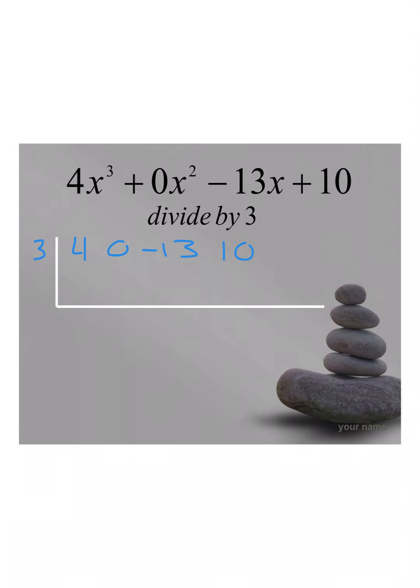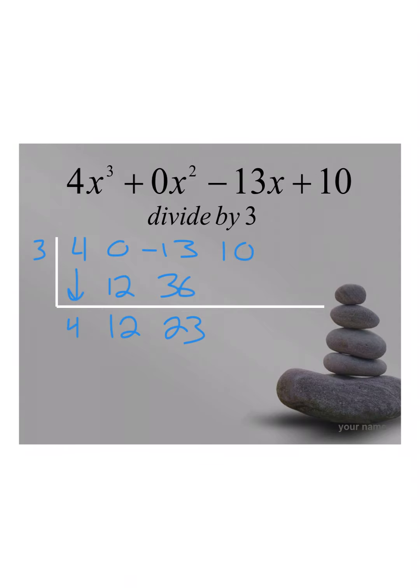All right, I'm going to bring this 4 straight down because we're always adding down. And now I'm going to take my 4 and multiply it by my a value. 4 times 3 is going to be 12. And then once again, we add down. So we have 0 plus 12, which gives me 12. Once I get my value, I multiply that by my a value. 12 times 3 is 36. If I add down one more time, negative 13 plus 36 is going to be 23.